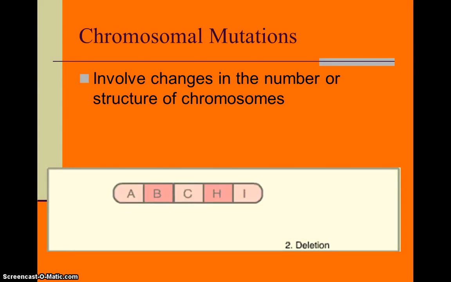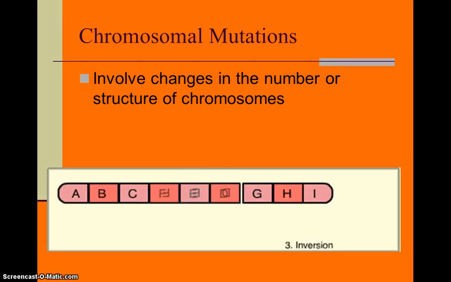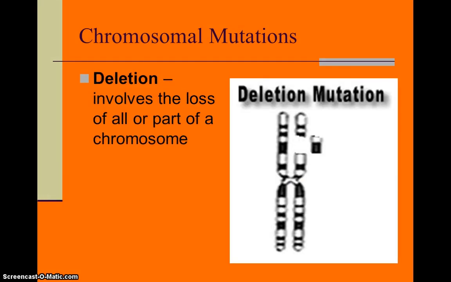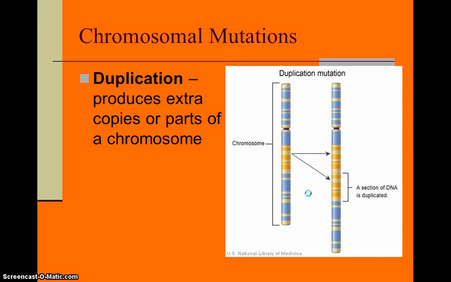Chromosomal mutations involve changes in the number of chromosomes or in the structure. We have deletion, which involves the loss of part of a chromosome. So again, deletion, just think of it like the backspace button on your keyboard. You can see it deleting that chunk of the chromosome and making it shorter. Duplication is going to provide extra copies of parts of the chromosome. So think of it as multiplying, and you're going to add a whole section of the chromosome, so it's going to be longer.